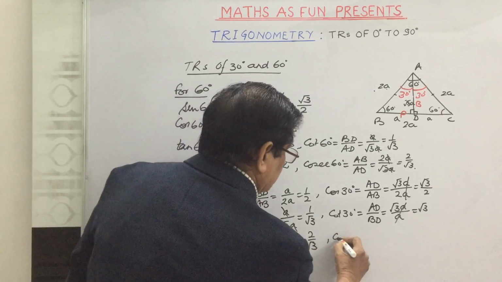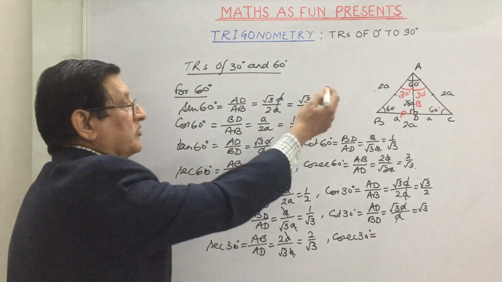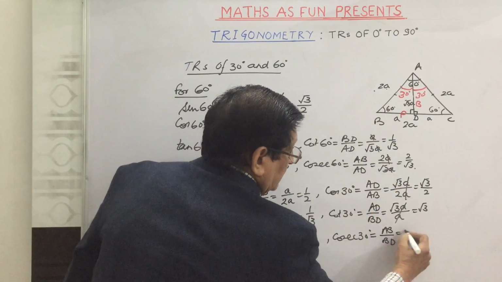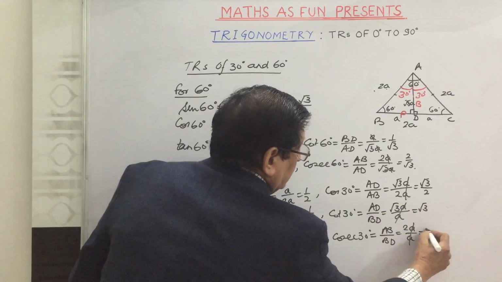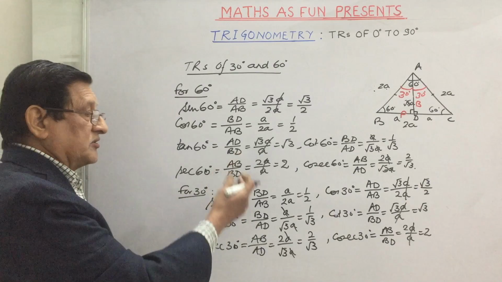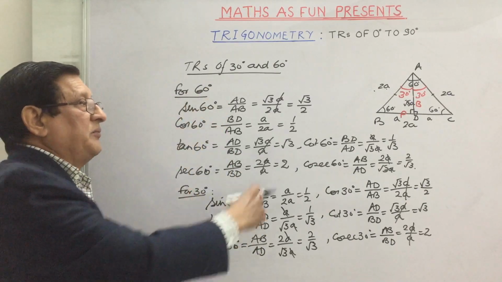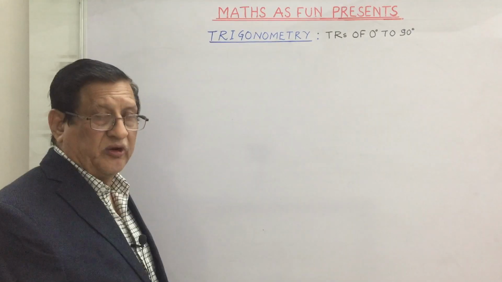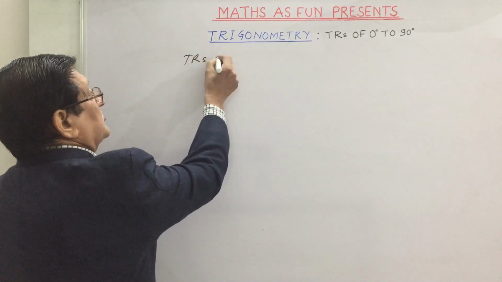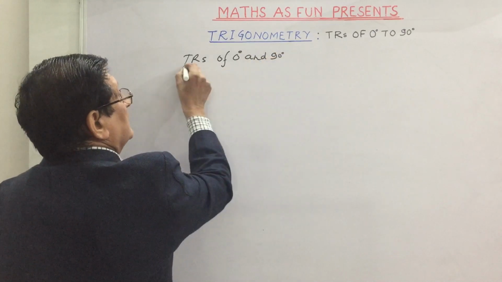Then cosec 30, hypotenuse upon perpendicular. Hypotenuse is AB, perpendicular here is BD. This is 2a upon a, that cancels, the value comes as 2. So we could see that the trigonometrical ratios of the angle of 30 degrees and 60 degrees can be obtained from the same figure. To find the trigonometrical ratios of 0 degrees and 90 degrees, let's see how to find that.